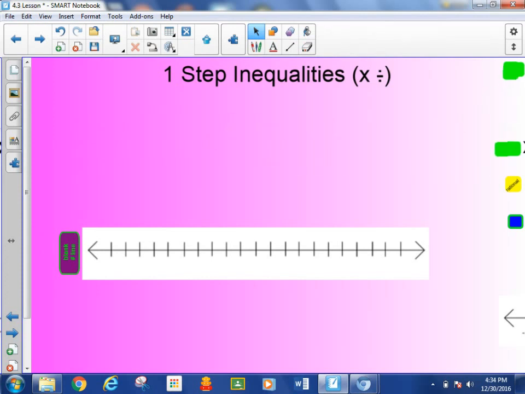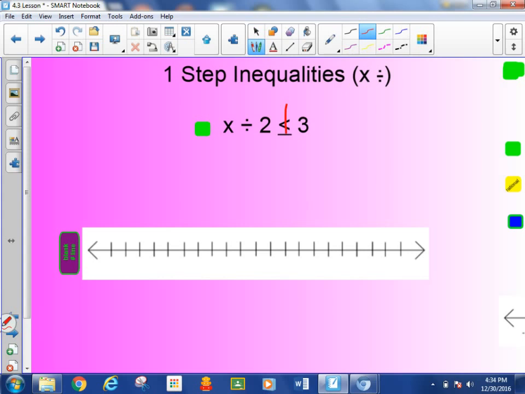All right, let's try another one of those. Okay, so we have x divided by 2 is less than or equal to 3. So here's our symbol. So this one's just set up differently, but we're still going to show that times 2 to cancel this out. It's not really doing 2 times 2. It's taking that whole equation and multiplying it by 2, so it's canceling out that divided by 2. So I would go times 2. So I've got x, my symbol, and 3 times 2 is 6. So I'm going to throw my 6 on there.